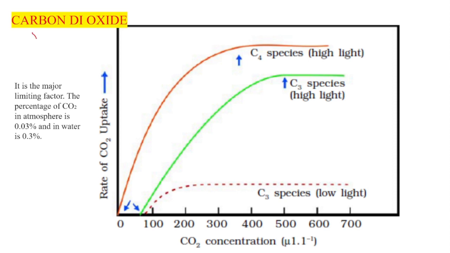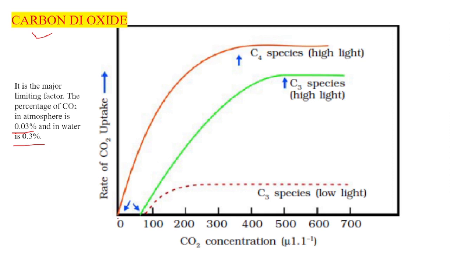The second important factor is carbon dioxide, and it is a limiting factor. The percentage of carbon dioxide in the atmosphere is very less and slightly higher in water. So aquatic plants have more biomass productivity because the carbon dioxide concentration is very high, but in the deep seas you will find light is a limiting factor because light is not sufficient.